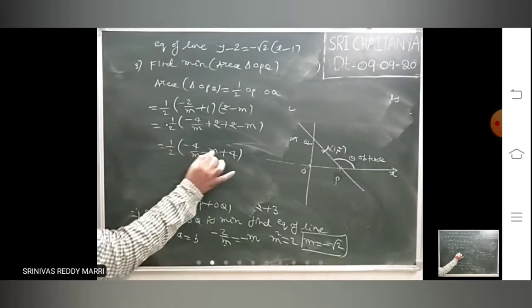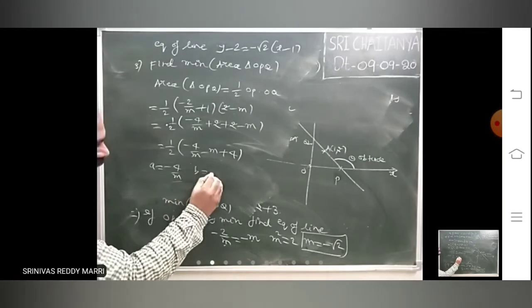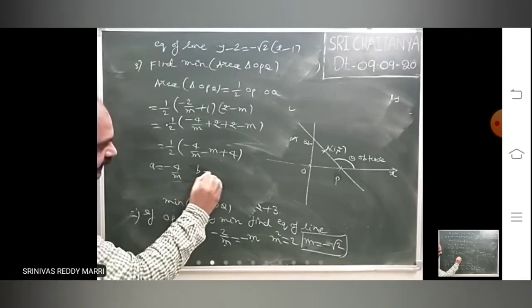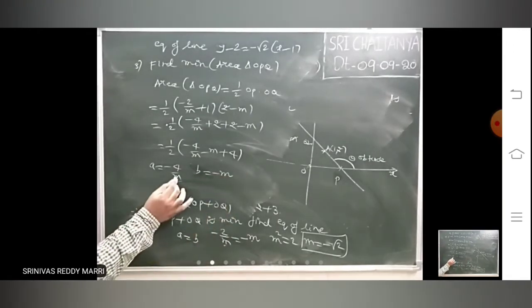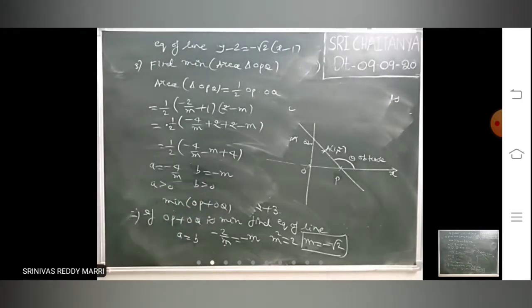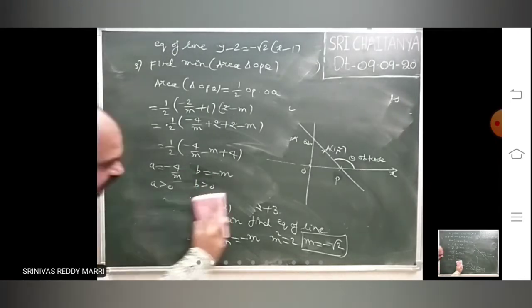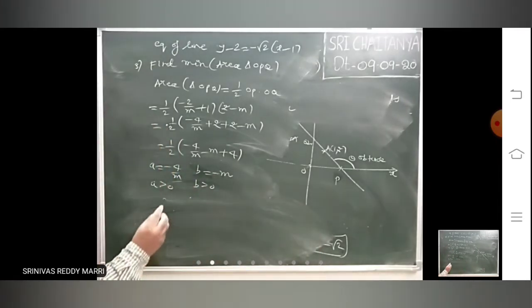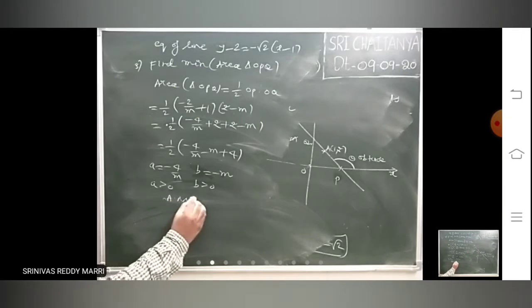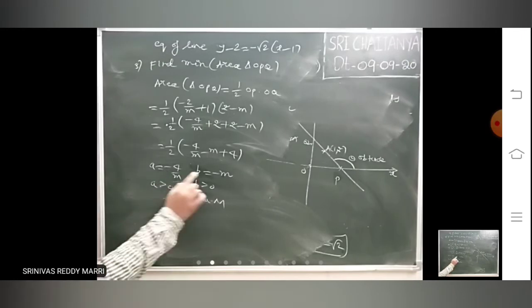Now look at this, these are reciprocals. Take A equal to minus 4 by M, B equal to minus M. As M is negative, A is positive, B is positive, because you have to apply AM and GM only for positive numbers. As M is negative, A is positive. M is negative, B is positive. Now applying AM greater than or equal to GM for these two.